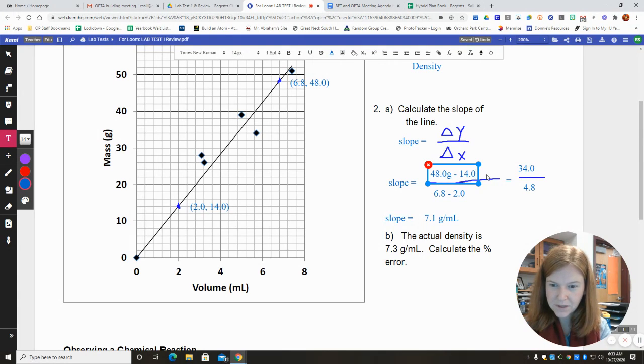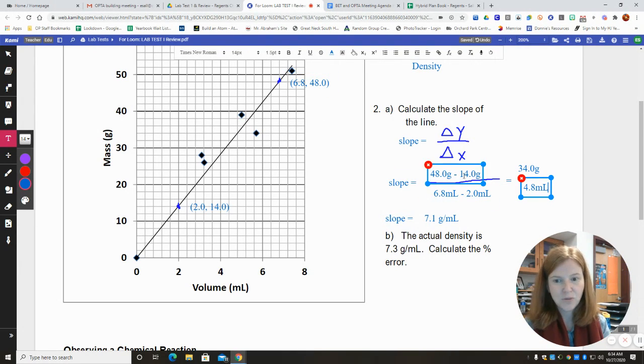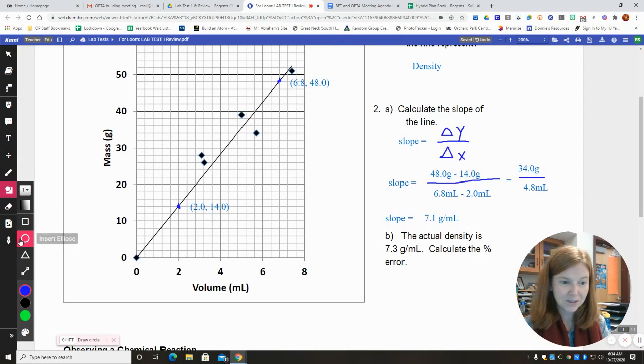That's grams, that's grams, that's milliliters, that's milliliters. There we go. Now we're cooking. All right, so I would wind up with grams over milliliters is where that unit really is coming from. Now in the substitution for this one, because we're using coordinates, you can just put the numbers, that's okay. But make sure that you have a final answer.